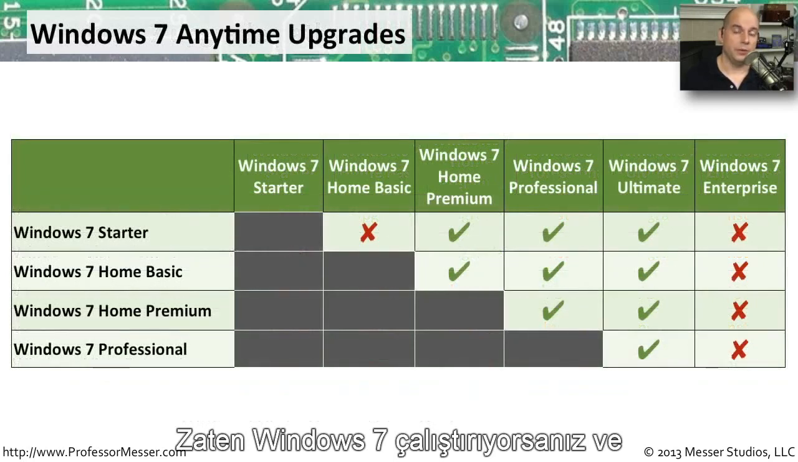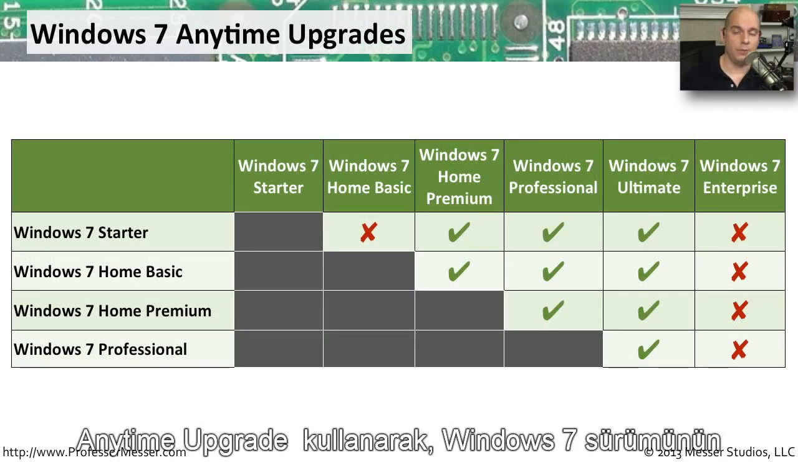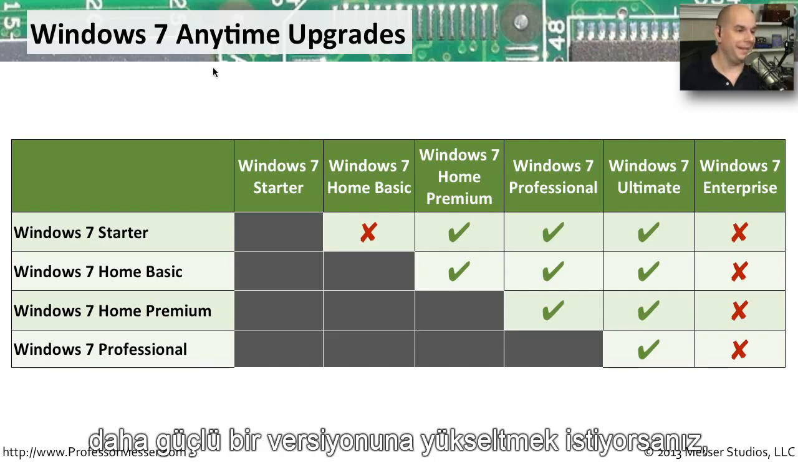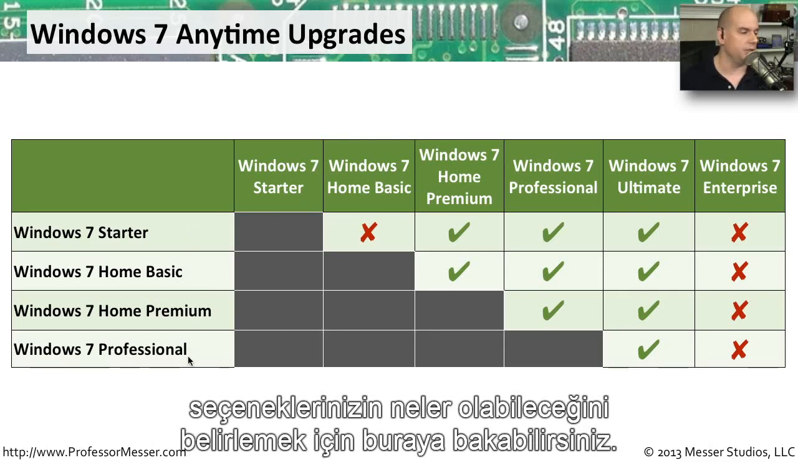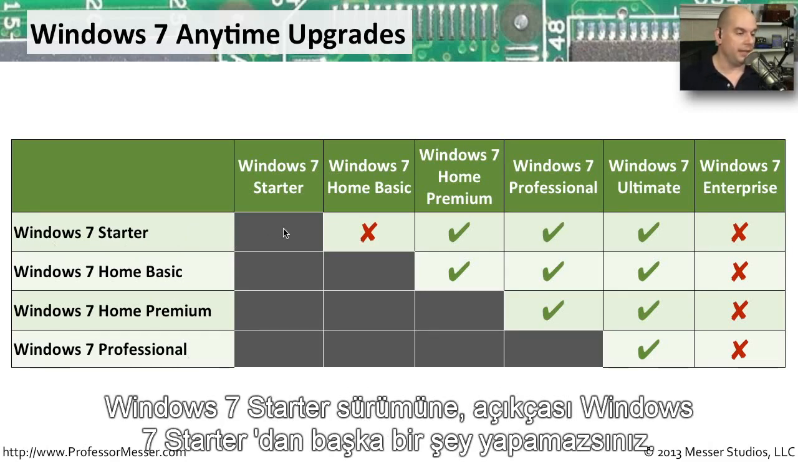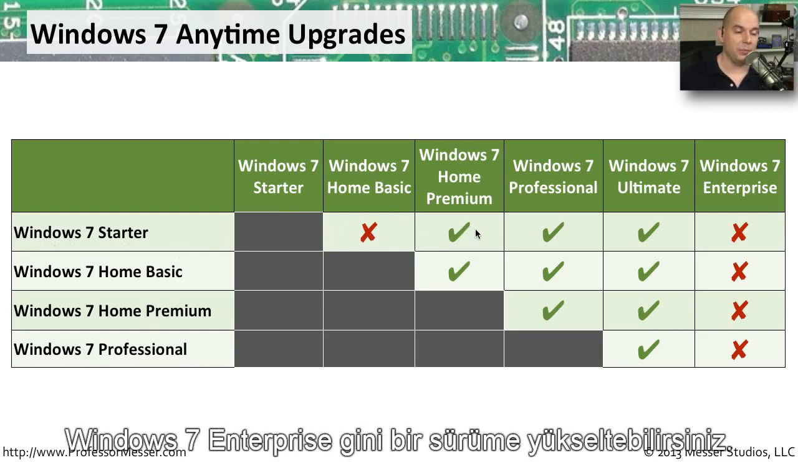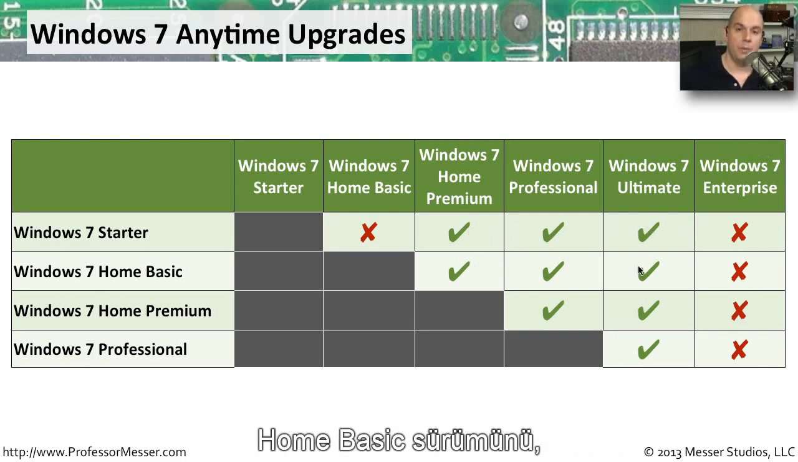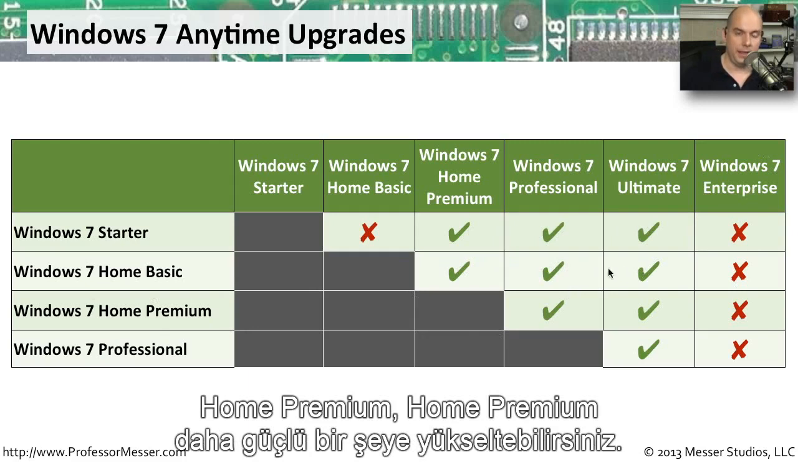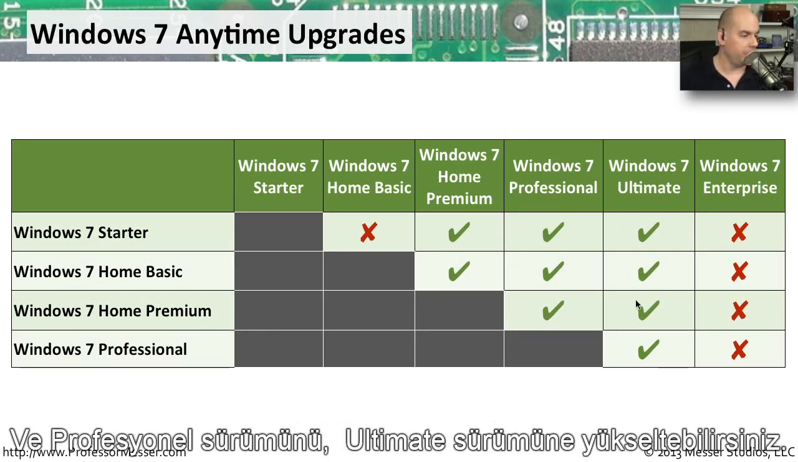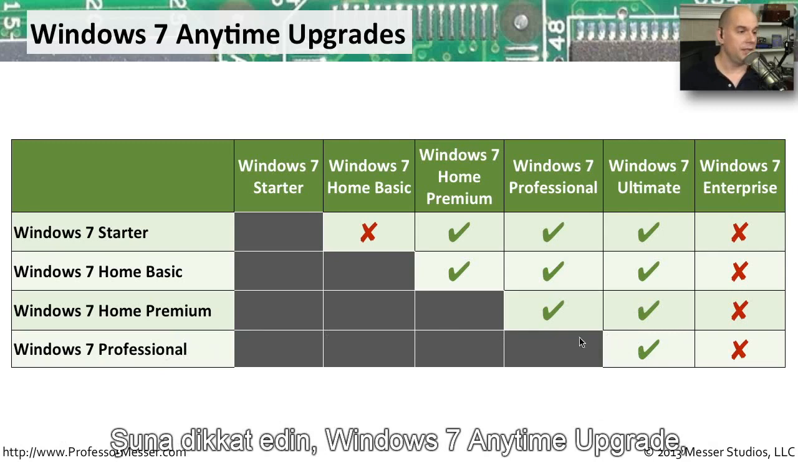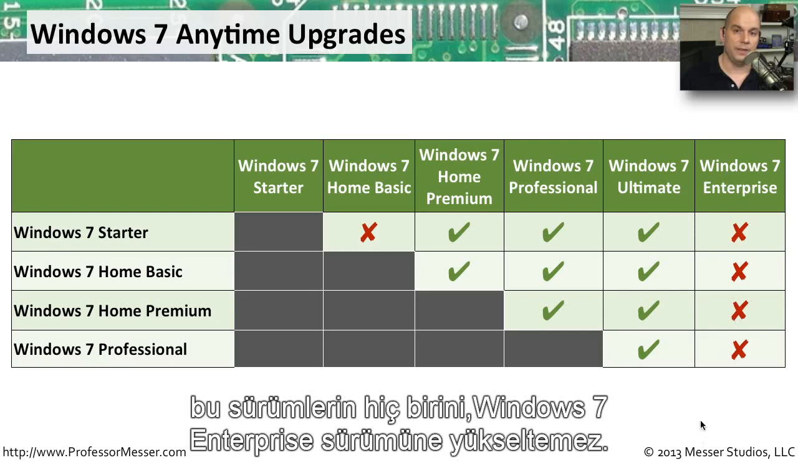If you're already running Windows 7 and you'd like to upgrade to a more powerful version of Windows 7 through the built-in Anytime Upgrade process, then you can look at this to determine what your options might be. Windows 7 Starter obviously can't upgrade to Windows 7 Starter, cannot upgrade to Home Basic, but can upgrade to anything but Windows 7 Enterprise. Home Basic can upgrade to anything more powerful than Home Basic. Home Premium, anything more powerful than Home Premium. And Professional can upgrade to Ultimate. Notice that Windows 7 Anytime Upgrade cannot upgrade any of these versions to Windows 7 Enterprise.